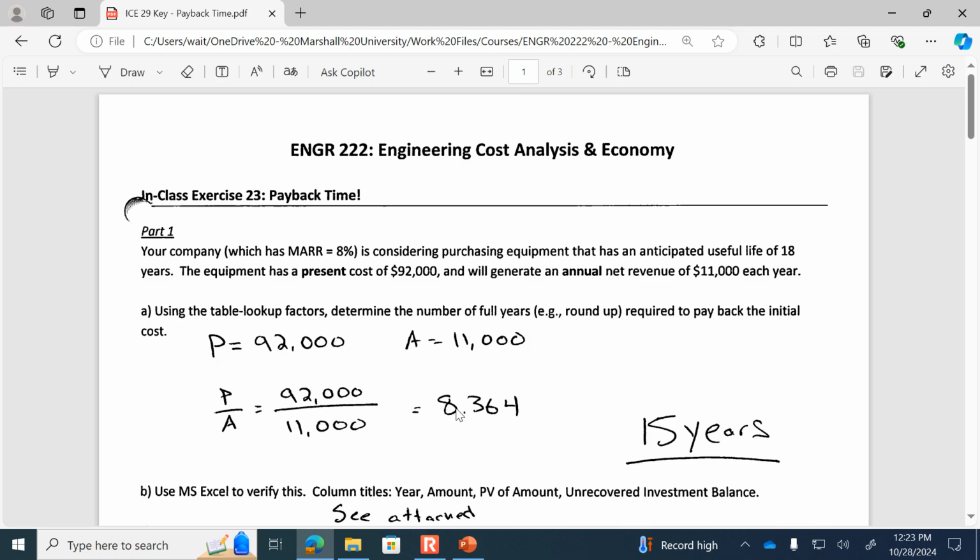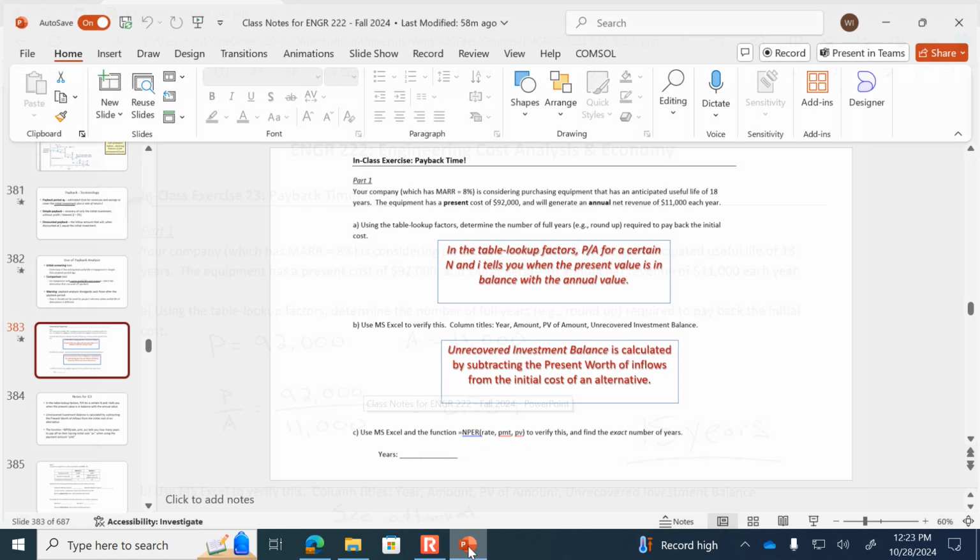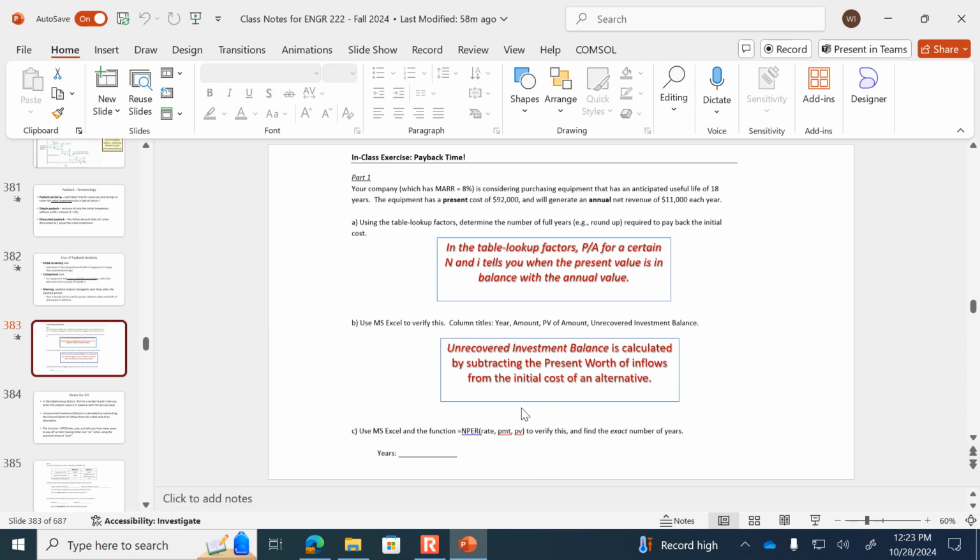So what that tells us is that the payoff period is between 14 and 15. So it takes 15 years for it to be fully paid off, because at 14 years, it's not quite yet paid off. So in the 15th year, it is paid off. So that's why I say the payoff time here is 15 years. Okay, so then the next part is to use Excel. Let me start setting that up.